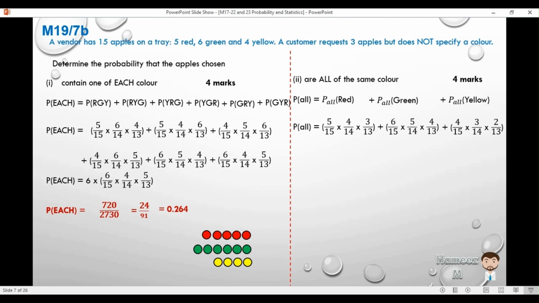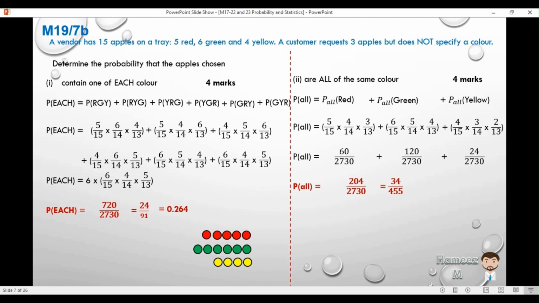And we can now simply work this out. 5 by 4 is 20 by 3 is 60. 60 over 2,730 plus 6 by 5 by 4. 5 4s are 20. 6 by 20 is 120. Plus 4 3s are 12. 12 2s are 24. So we have 3 fractions with the same denominator. We can simply add 60 and 120 is 180 and 24 is 204. So the probability of selecting all of the same color is 204 out of 2,730. Or it can be reduced to 34 out of 455.